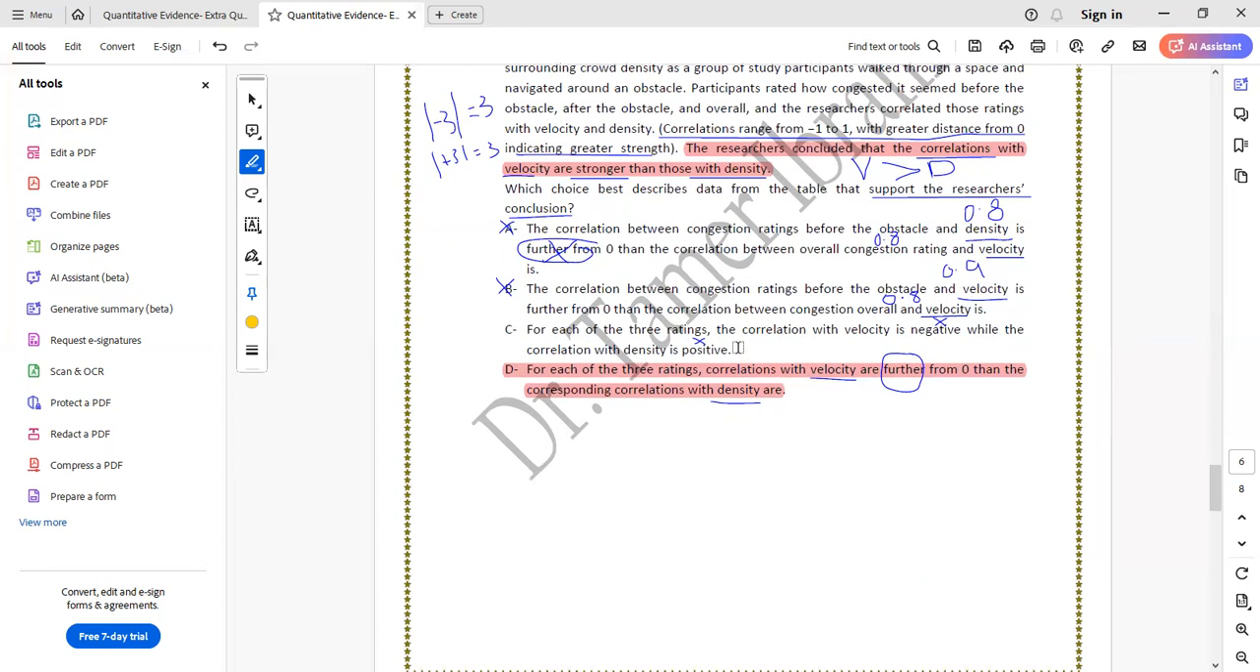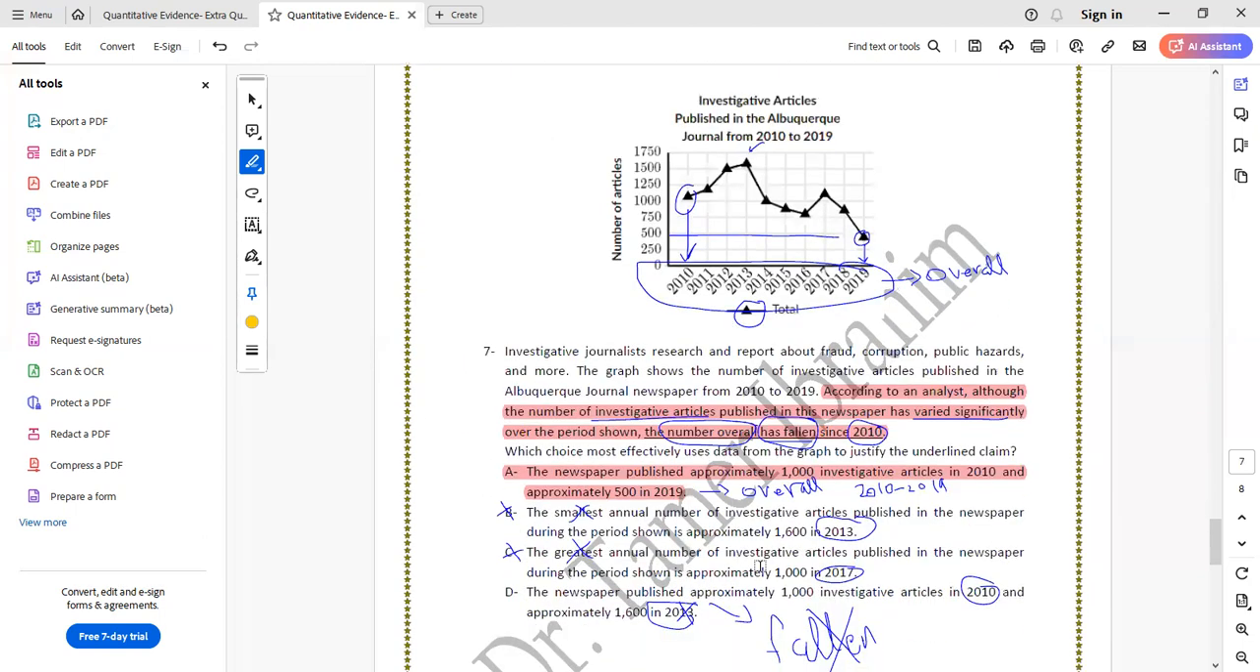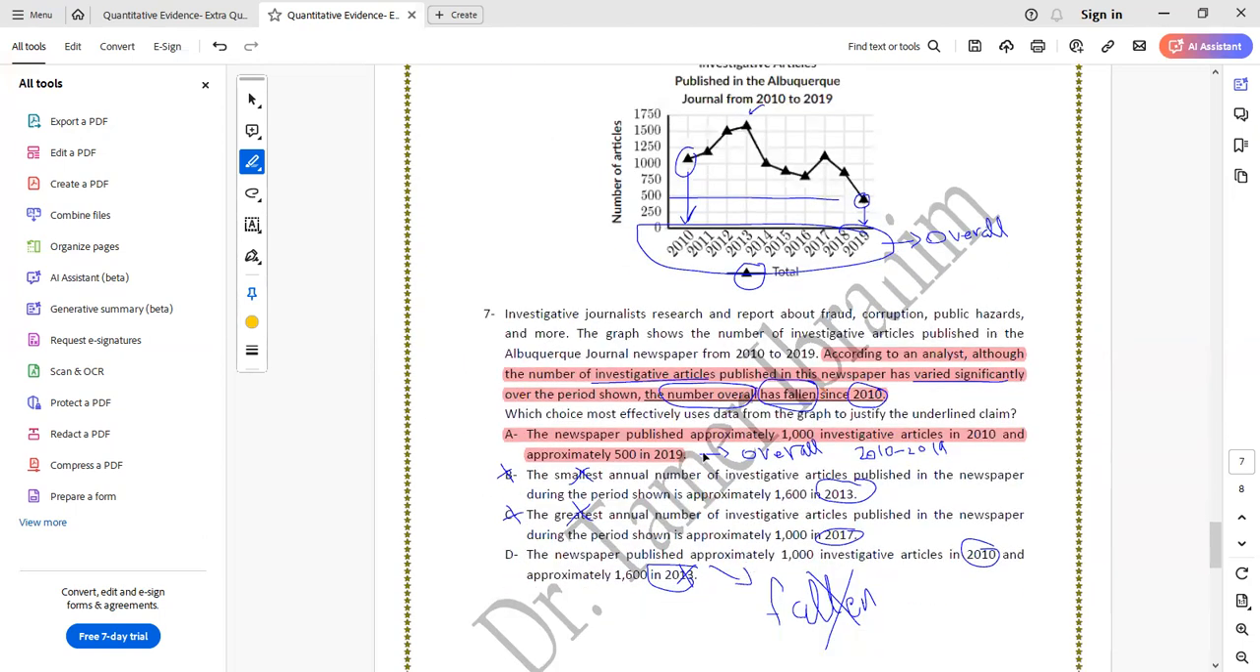And this is what we need to support. Number 7, use data from the graph to justify, like support. Take care, because sometimes it's going to tell you justify or undermine. Undermine means to weaken. Justify means to support. Justify the underlying claim. Where is the claim? The number overall, take care of overall, has fallen since 2010.